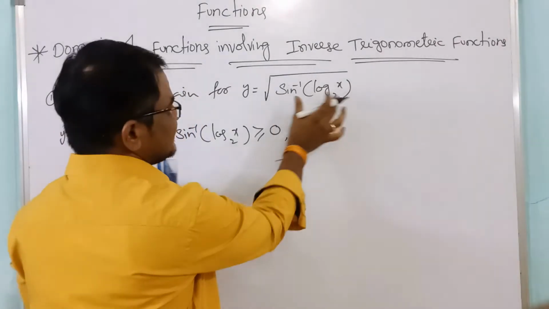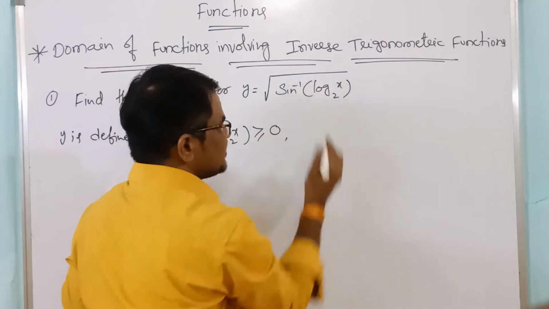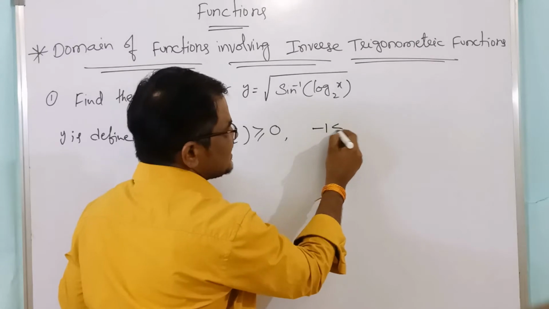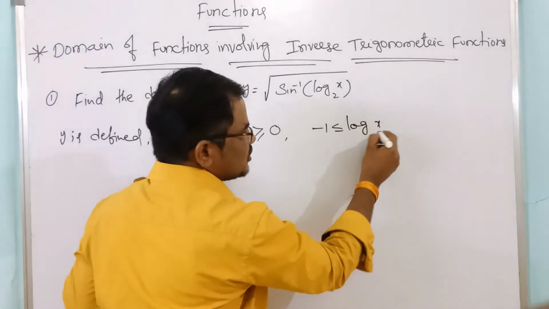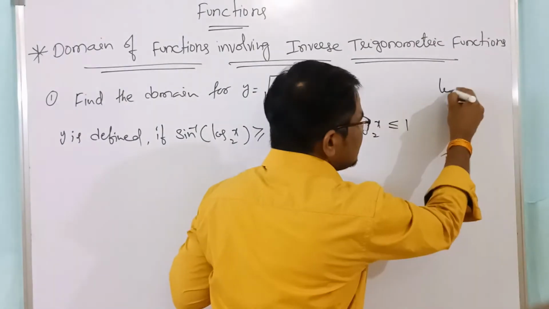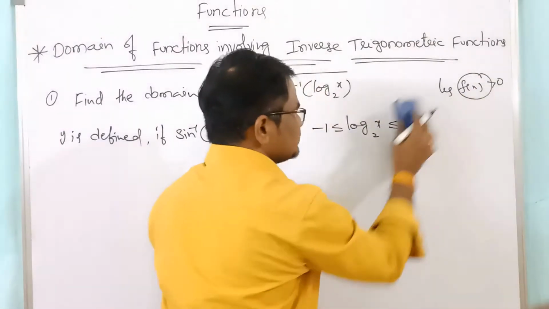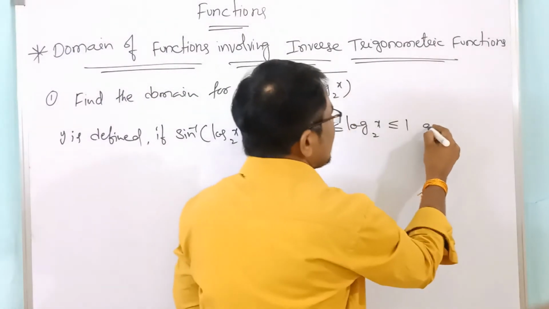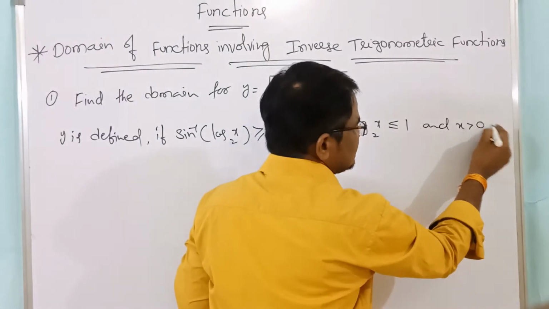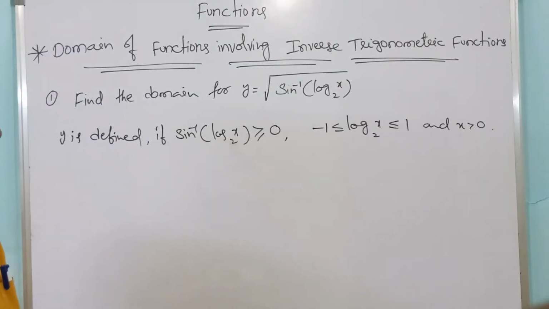Now, here the argument is log x to the base 2, so -1 is less than or equal to log x to the base 2, which is less than or equal to 1. And finally, since log of f of x is there, f of x must be greater than 0, so x is greater than 0. These are the three conditions, and then the given function exists.